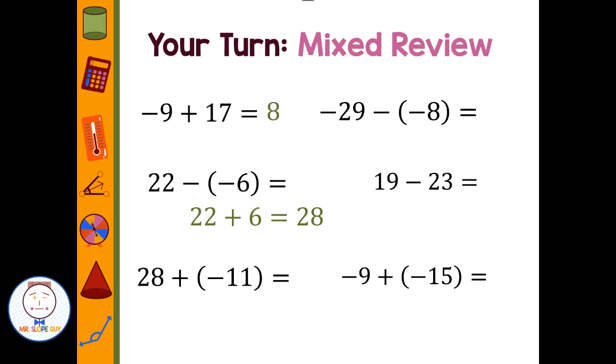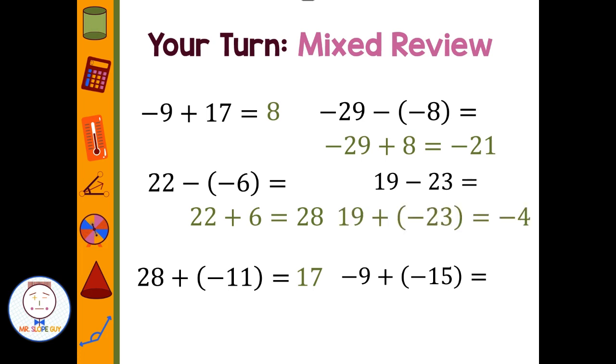28 plus negative 11 is already addition, so I can just go ahead and solve with my adding rules. Subtract 28 minus 11 and get 17. Use the sign with the greater absolute value as positive. Negative 29 minus negative 8 is the same as negative 29 plus positive 8. And if I'm adding a positive and negative number, I subtract the number part and use the sign with the greater absolute value to get negative 21.